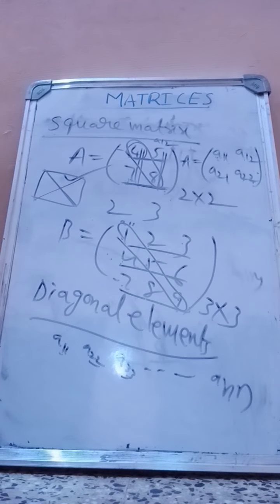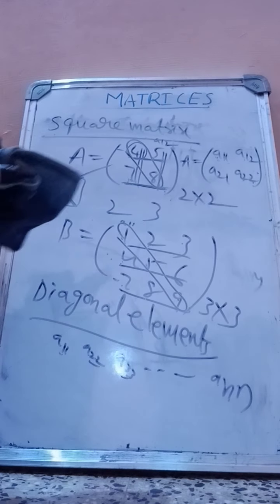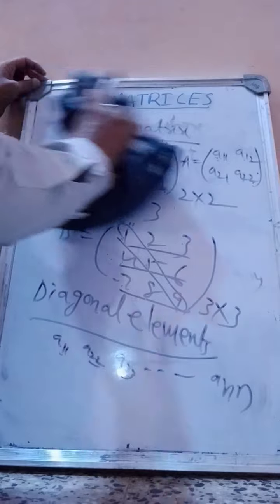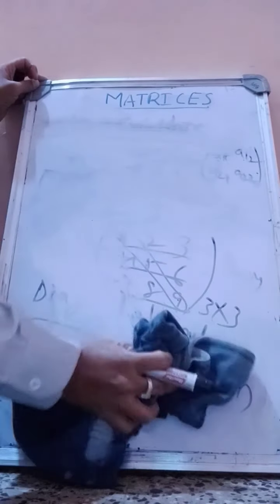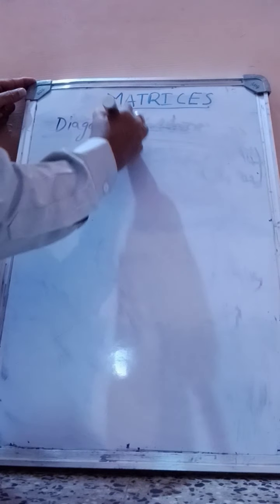Okay? These are the diagonal elements. By using this diagonal elements information, we will explain. I will explain three definitions. Very important, three definitions. See, the first definition is very important for our main examination. Diagonal matrix.